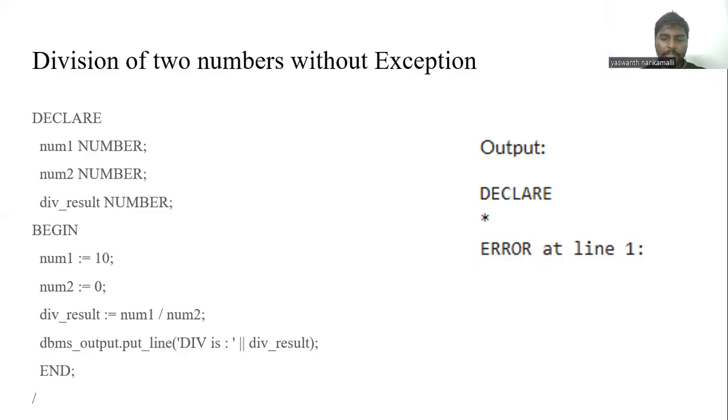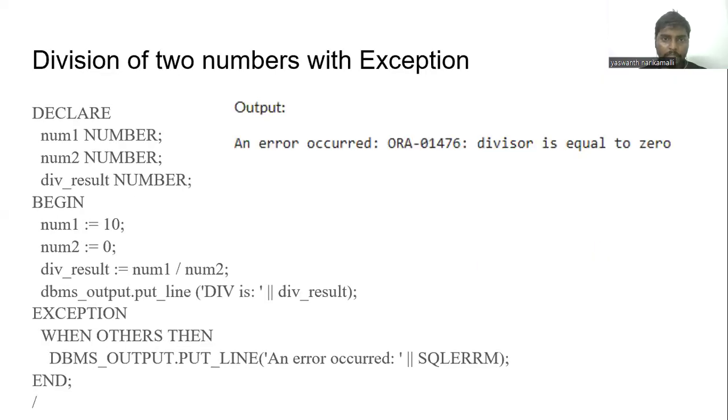How can we handle this using exception? This program without exception we have written and run. When we run it, it shows that error in line 1. Declare is the correct thing, we didn't make any mistake. Coming to the next slide, here I have written the code with exception handling.